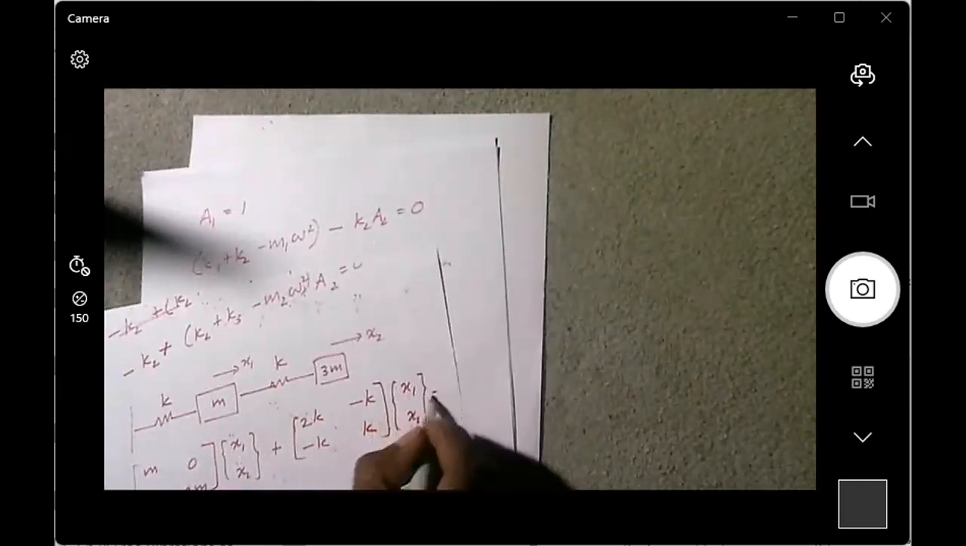Here you should have the addition of the two springs, which will be 2K. And then use your matrix, which we derived earlier, to write this one directly. Minus K, this one is symmetric. And here you have K. Times X1, X2 equals 0. Vector. Right?